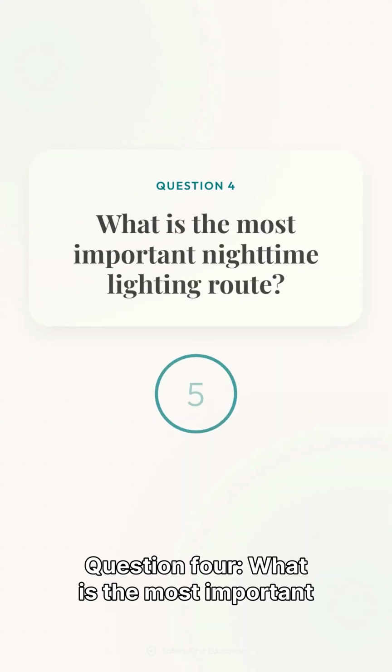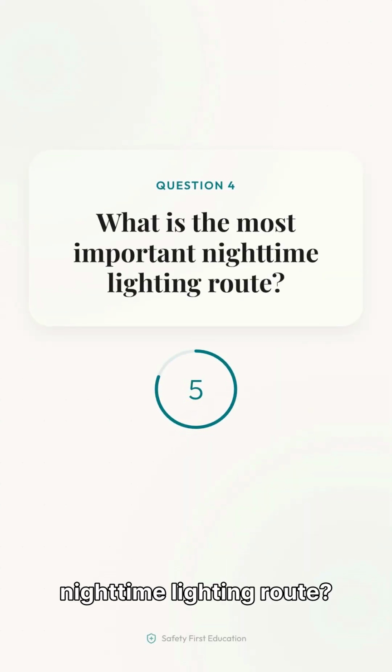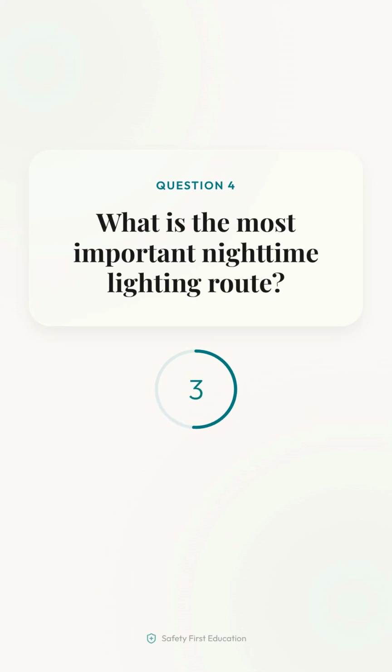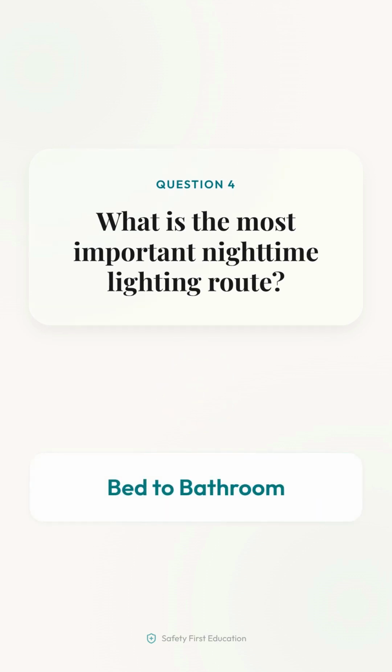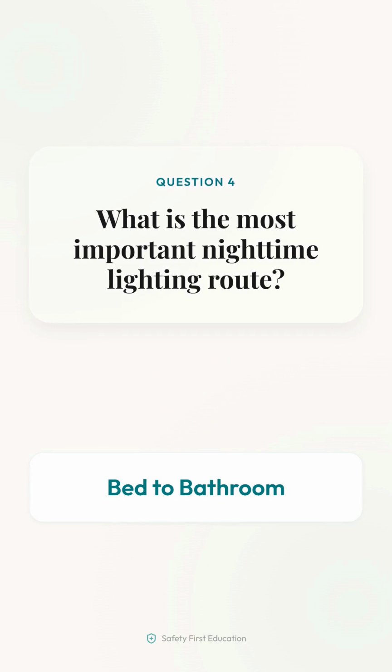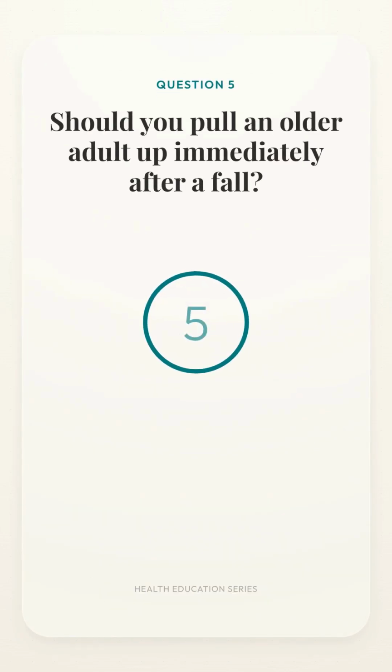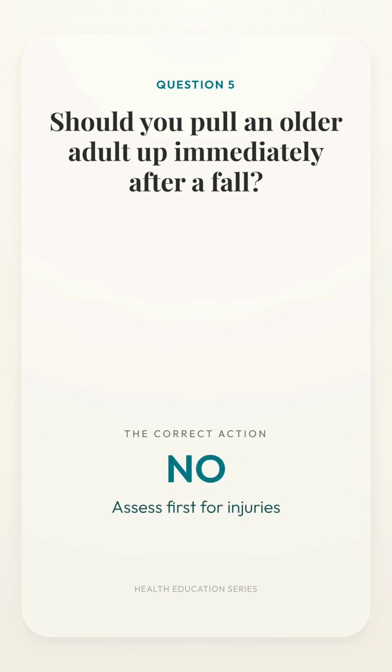Question 4. What is the most important nighttime lighting route? The route from the bed to the bathroom with a reachable light. Question 5. Should you pull an older adult up immediately after a fall? No. Assess for injury and call emergency help.